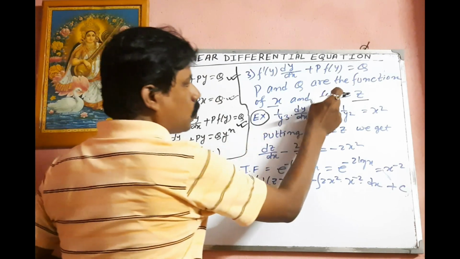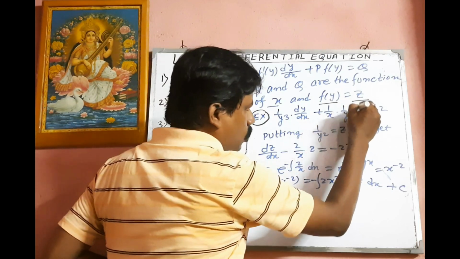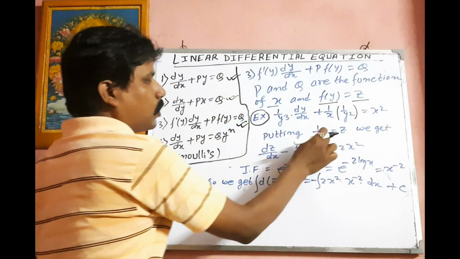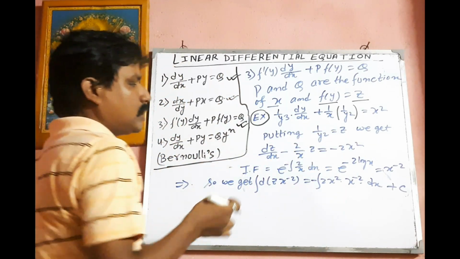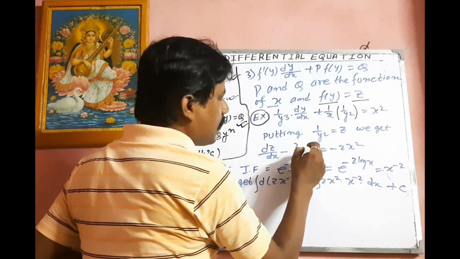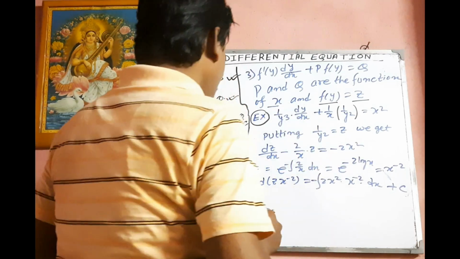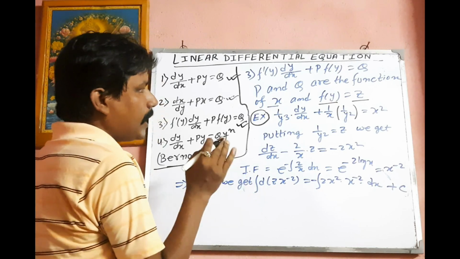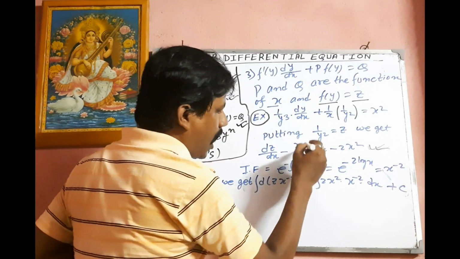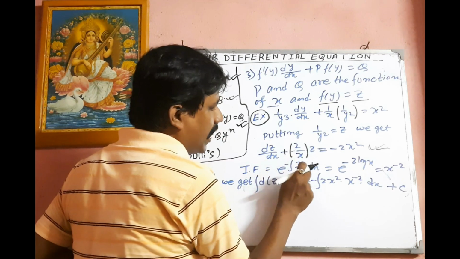Now putting f of y equal to z, that is 1 by y square will be z here. After putting this and differentiating, we get dz by dx minus 2 by x times z equal to minus 2x square. And now the integrating factor of this equation will be e to the power integration of p dx. P is minus 2 by x dx.